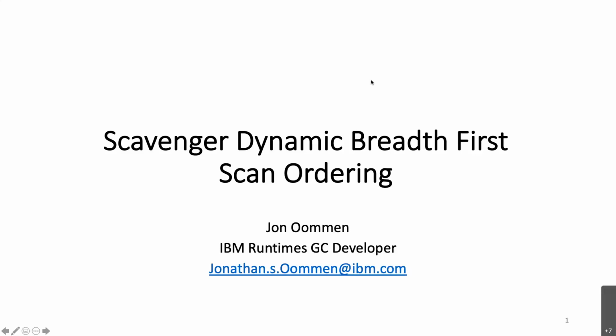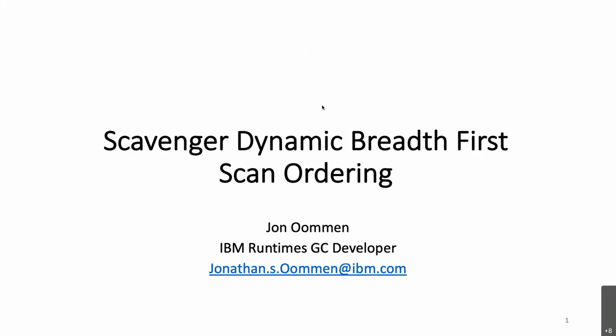All right. So my name is John Uman. For those that don't know me, I've been IBM Runtime's GC developer for the last 3 years. So today I'm just here to talk about my most recent PR for the Eclipse OMR and Eclipse OpenJ9 project. This is called Scavenger Dynamic Breadth First Scan Ordering.